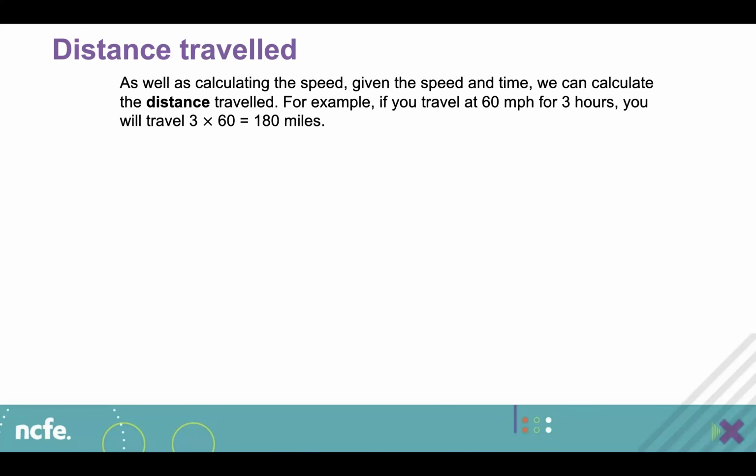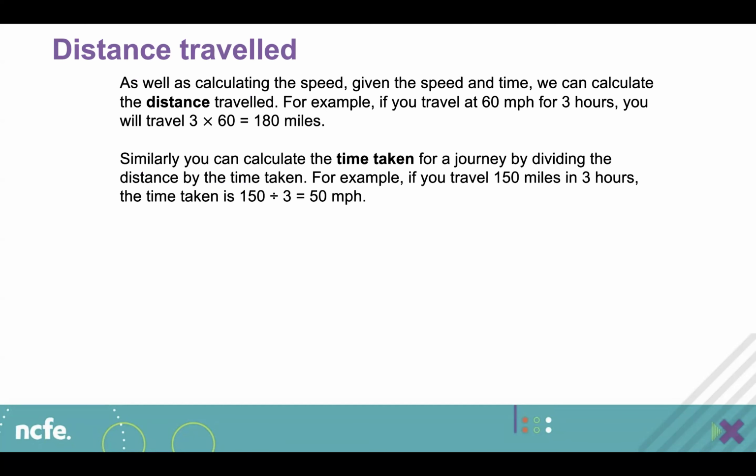Distance traveled, as well as calculating the speed. Given the speed and time, you can calculate the distance traveled. For example, if you travel at 60 miles per hour for 3 hours, you have traveled 180 miles. Similarly, you can calculate the time taken by dividing the distance by the speed. So if you have traveled 150 miles in 3 hours, the time taken is 50 minutes, not 50 mph. 50 minutes.